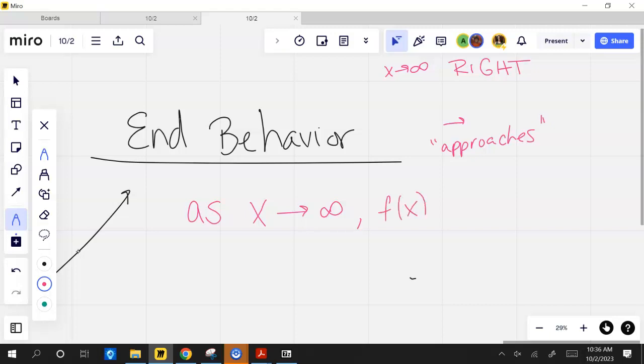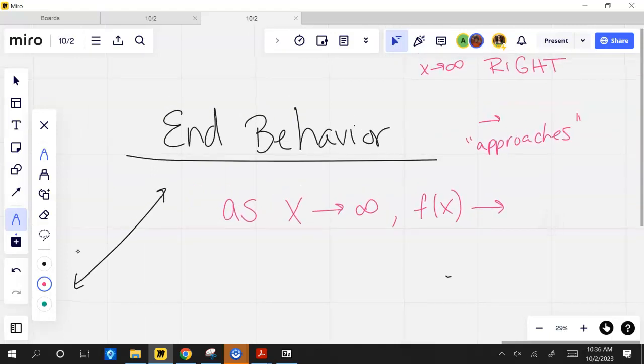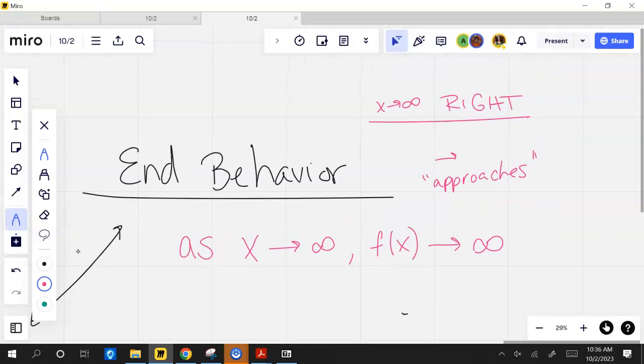Then f of x, which is the same thing as y, approaches, well, look at this line. As I go to the right, what is the graph doing? It's going up. How do you say y goes up? Infinity, positive infinity. So f of x to infinity means up. It kind of ties in.